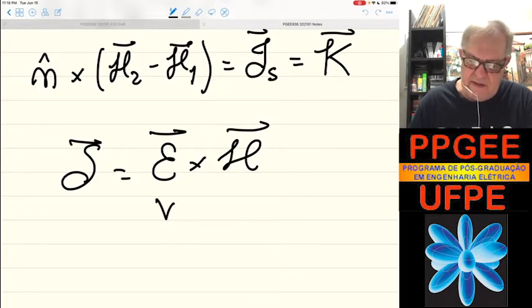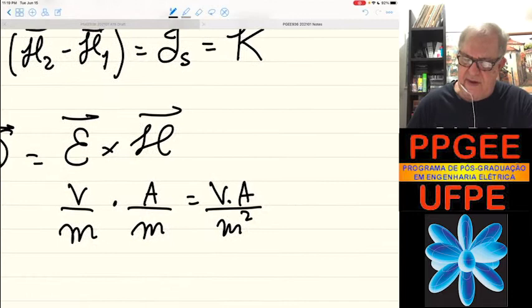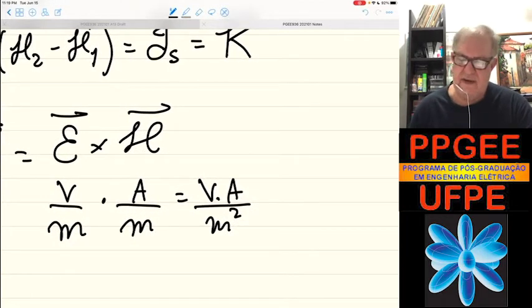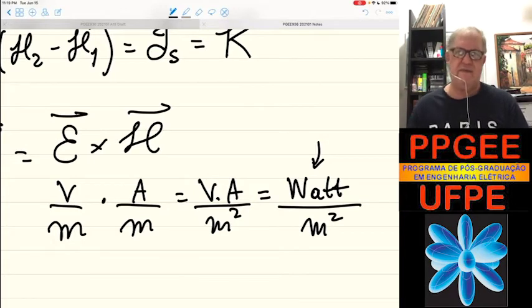volts per meter times amps per meter, equal to volt amperes per meter square. Volt times ampere equals watts. We know that from circuit theory. You can calculate if you want. That's going to be watts per square meter. So it's a kind of power density quantity. Power per unit area. So that's what it's going to be.